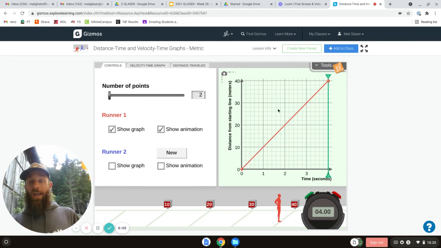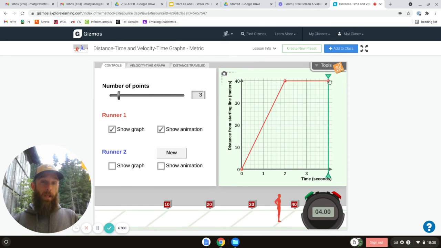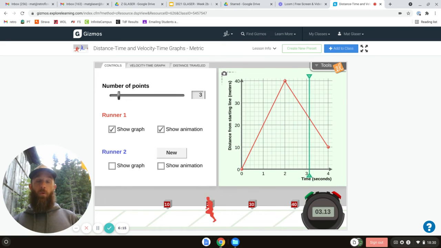So we're going to ask you a couple things in the Pear Deck, right? Where you're going to change your number of points. I'll just show you this real quick. If we do this, what's going to happen here when we reset it? The runner's going to go forward. Oh, negative slope, runner's going to run backwards. We're going to ask you to make the runner stand still for a little bit.